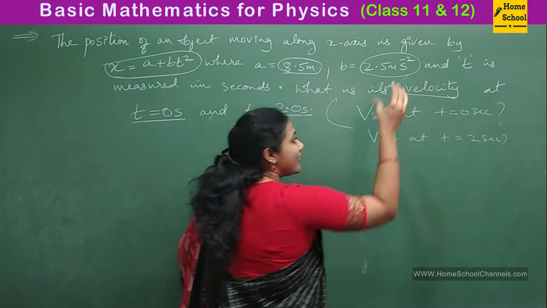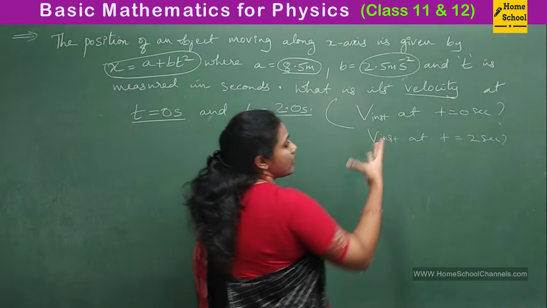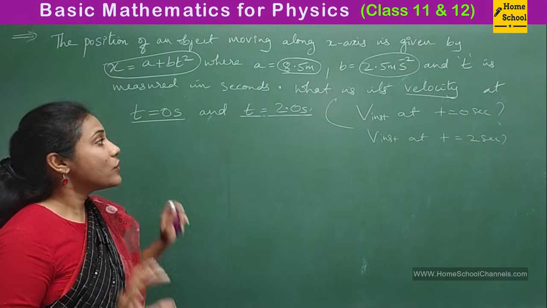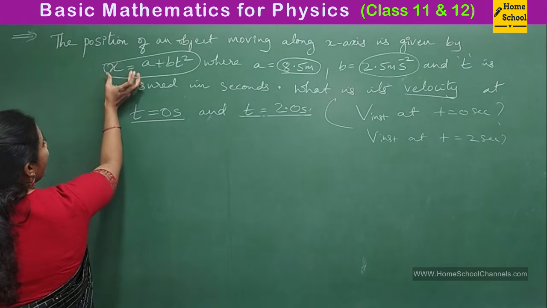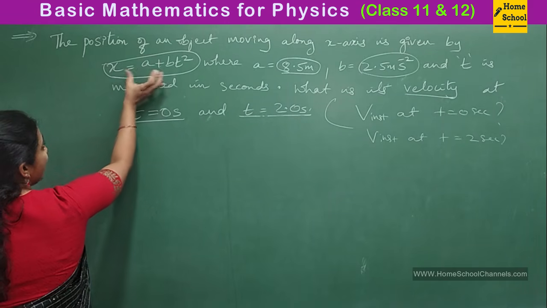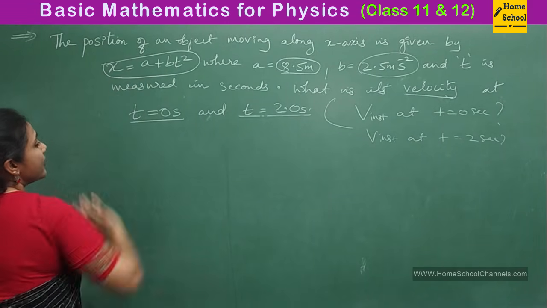So at this time, what is the velocity? At this time, what is the velocity they are asking? They are asking instantaneous velocity, and the position of the object is given by this equation. x means position. x is equal to this one.